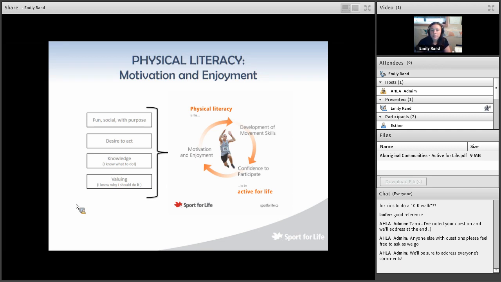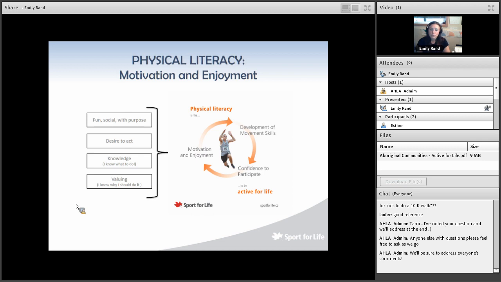And then also the valuing piece there, so I know why I should be doing it. When we're kids, we engage in a lot of physical activities and maybe sport because it's just fun. It's just what we do with our friends. It's a good time. And that's why we really value it. But as we get older, our reasons for participating in different activities and being active in our everyday life might change. It might be more because we know about the health consequences with being inactive. So, some of those chronic diseases like obesity, diabetes, cancer. And so maybe we're more motivated to be active because we value our health and we value living a long life. And so that's why we continue to be active.